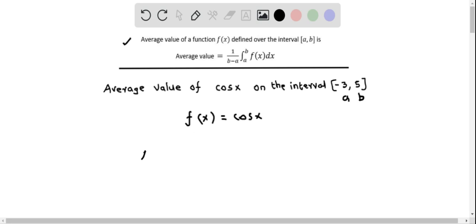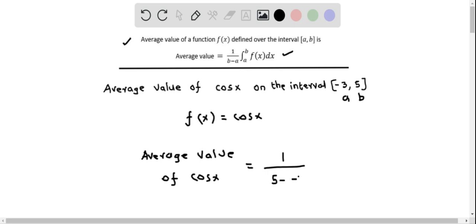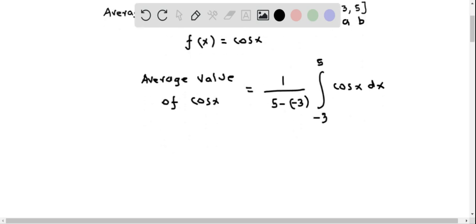So therefore we write the average value of the function cosine x, and this equals, according to this formula, 1 over b minus a, that is 5 minus negative 3, times the definite integral from a to b, where a is negative 3 and b is 5, of f of x, that is cosine x, dx. And so let's evaluate this definite integral.